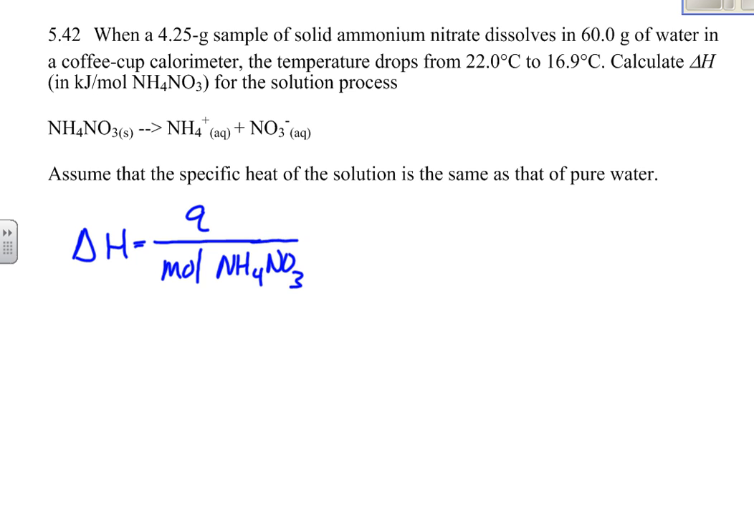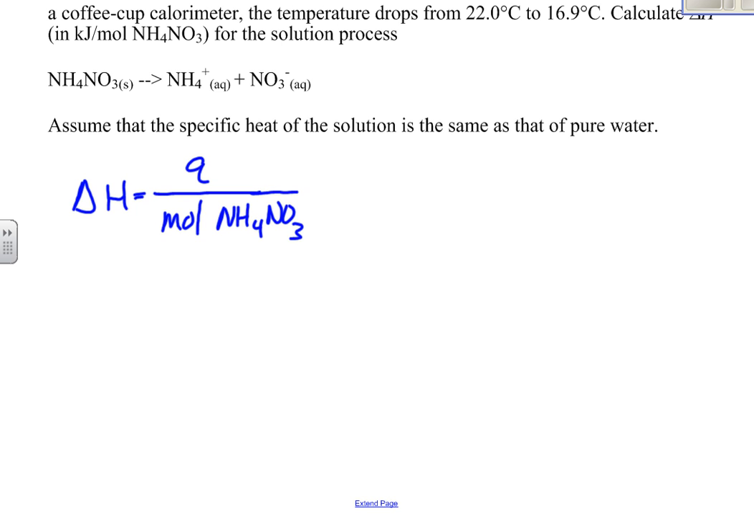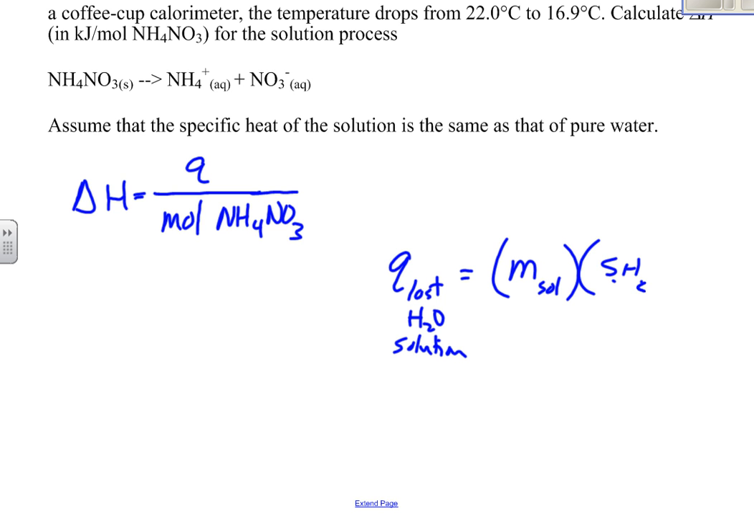So if we think about the water, the Q lost by the water, or in this case the solution, is going to be equal to the mass of the solution times the specific heat of the solution times the change in temperature of the solution. Mass of the solution would be the combined total of the solid that we've added and the water.